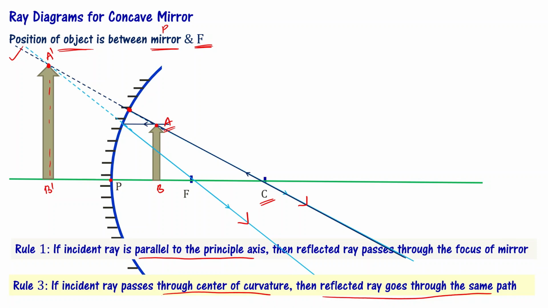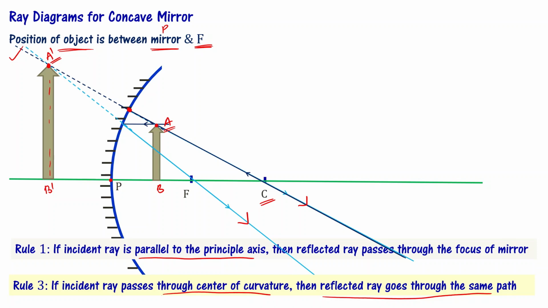You see, the image is much larger in size, right? And it is behind the mirror. Since it is behind the mirror, you say that the image is a virtual image, right? Because we can't project it on the screen. We get the feeling that light is coming from this particular point, A prime, right? But that is not a reality.